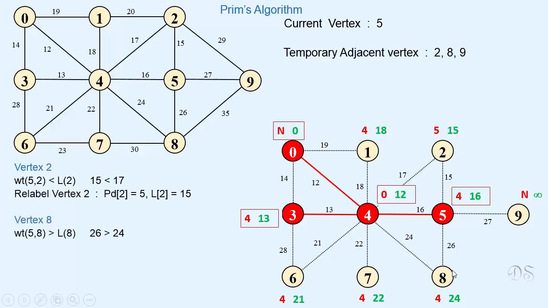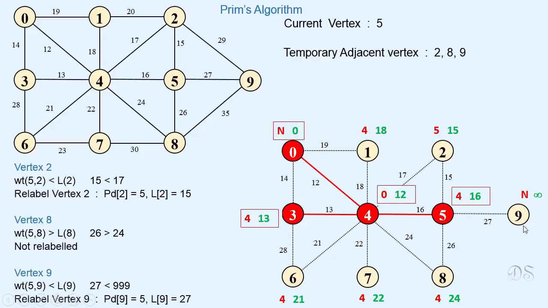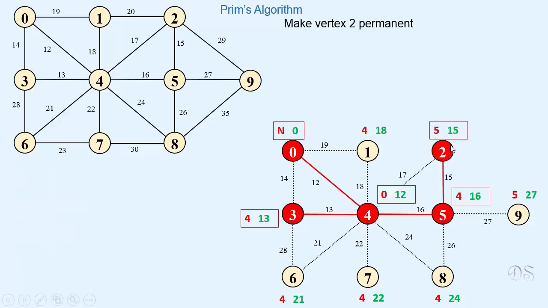Next we take this vertex 8. This 26 is greater than 24. So we'll not relabel this vertex 8. Next we take this vertex 9. This 27 is less than infinity. So we'll relabel this vertex 9. Now from all the temporary vertices, this vertex 2 has a minimum value of length. So we'll make vertex 2 permanent. And now this vertex 2 is a current vertex.